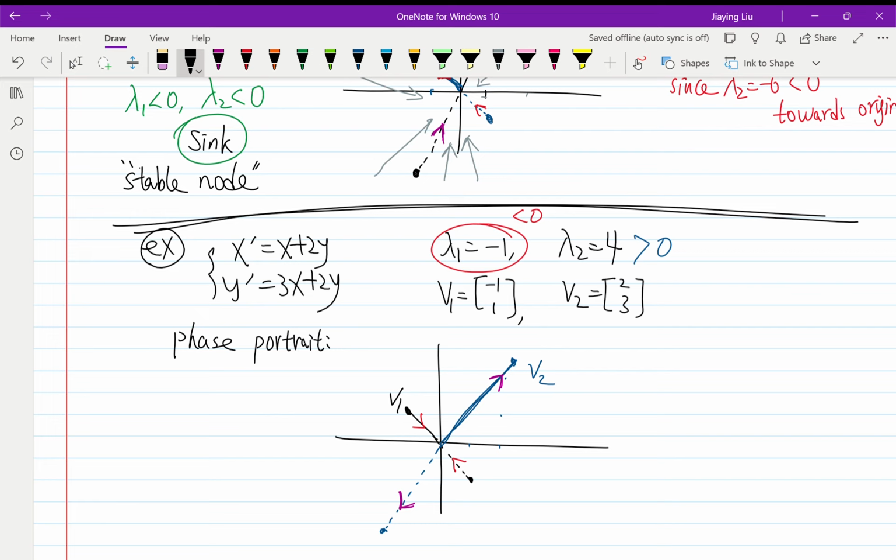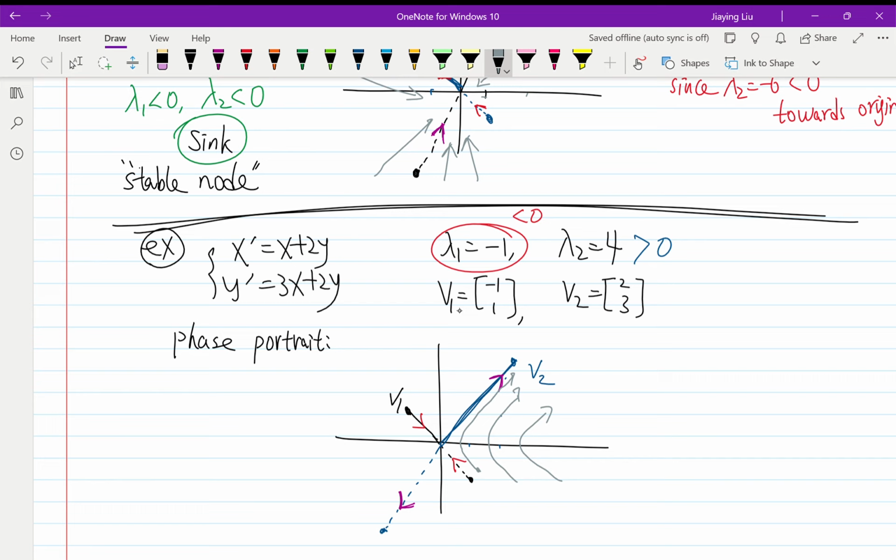If we start here, as it moves towards the origin, eventually it will move away. So we get this solution curve. If we start here, we move towards the origin, but then we have to move away from it as we get close to V2. Same thing here.